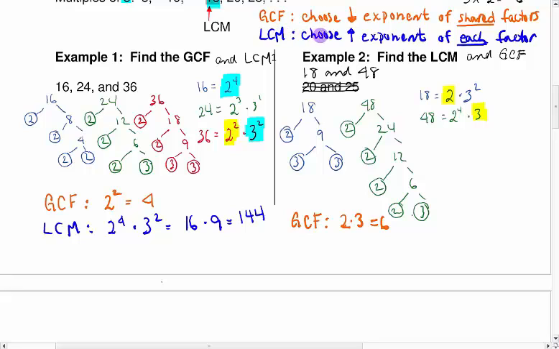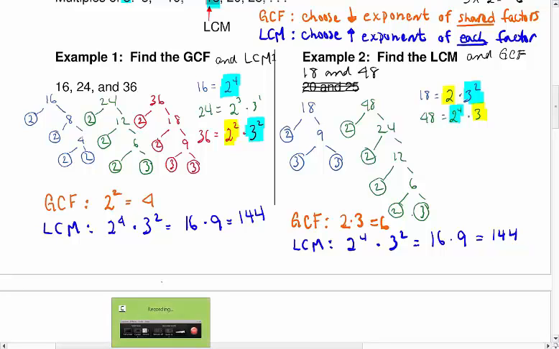And for our LCM, we want to choose the biggest exponent of each factor. Okay, so for the 2's, we're going to choose 2 to the 4. That's our largest exponent, the 4. And for the 3, we will choose 3 to the 2 because the 2 is the larger exponent. And so our LCM then is going to be 2 to the 4 times 3 to the 2, which is 16 times 9, which is 144. Okay, so that concludes our introduction to section 5.2, common factors.